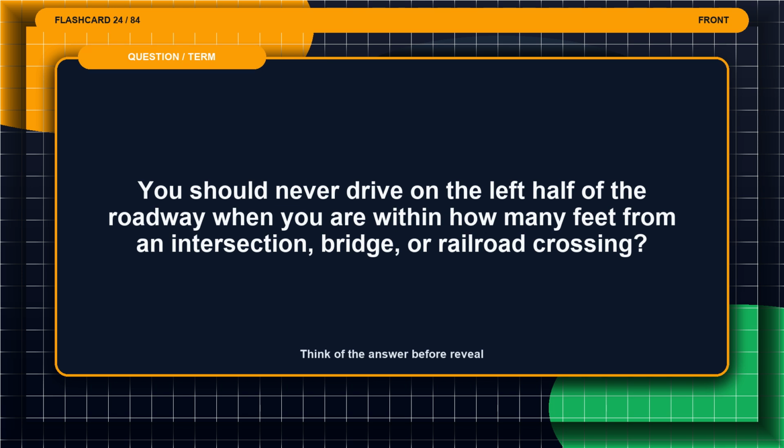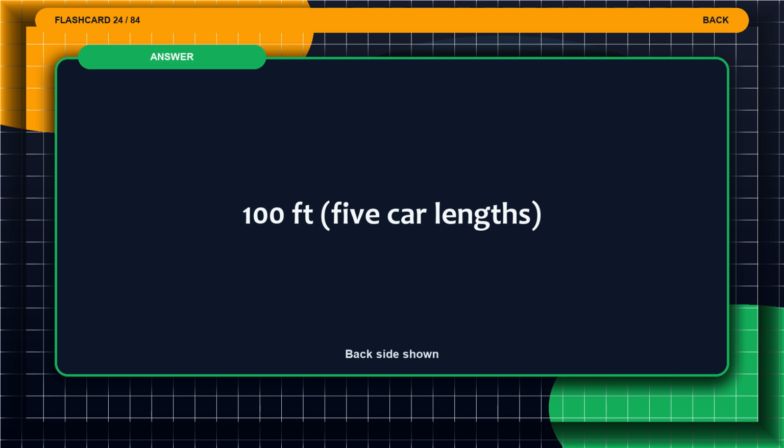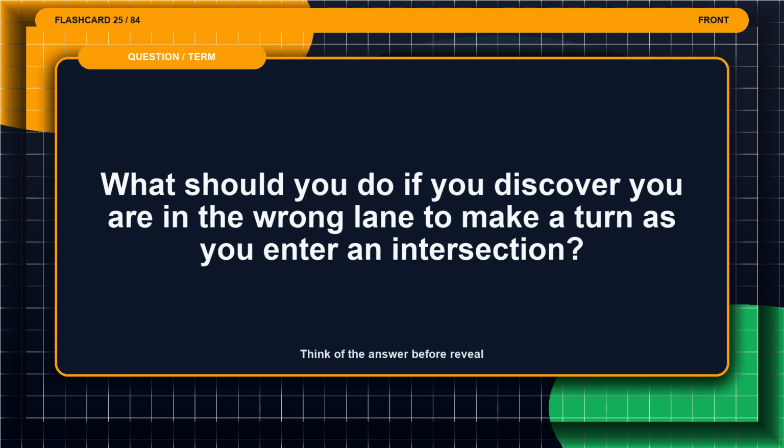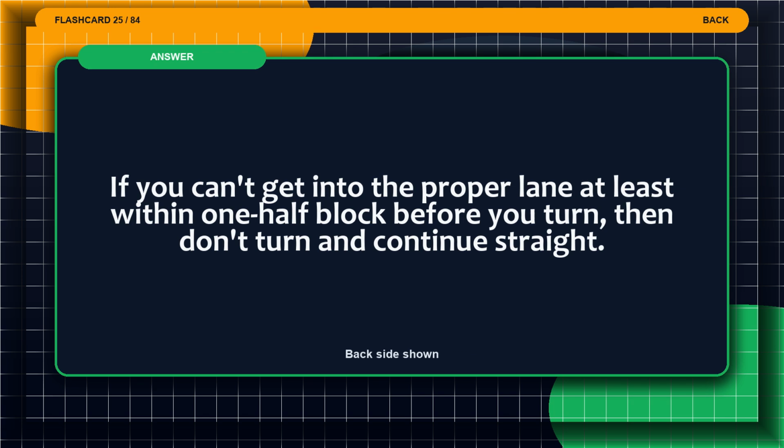Flashcard 24. You should never drive on the left half of the roadway when you are within how many feet from an intersection, bridge, or railroad crossing? Think of the answer before the reveal. The answer is 155 car lengths. Flashcard 25. What should you do if you discover you are in the wrong lane to make a turn as you enter an intersection? Think of the answer before the reveal. The answer is if you can't get into the proper lane at least within 1/2 block before you turn, then don't turn and continue straight.